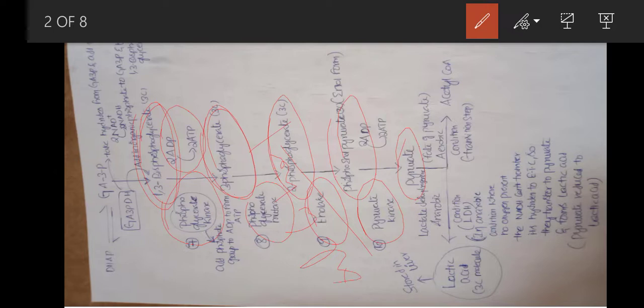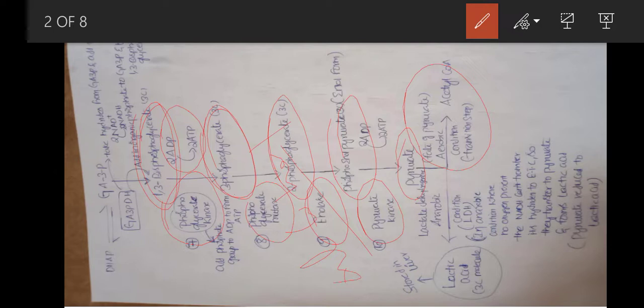Okay, what will be the fate of the pyruvate? Remember guys, when oxygen is present in the cells, the pyruvate will follow aerobic reactions. So in the presence of oxygen, the pyruvate will be converted to acetyl CoA. This acetyl CoA will enter into the Krebs cycle. So I am talking about this. When there is a high or sufficient amount of oxygen, the pyruvate will be converted into acetyl CoA.